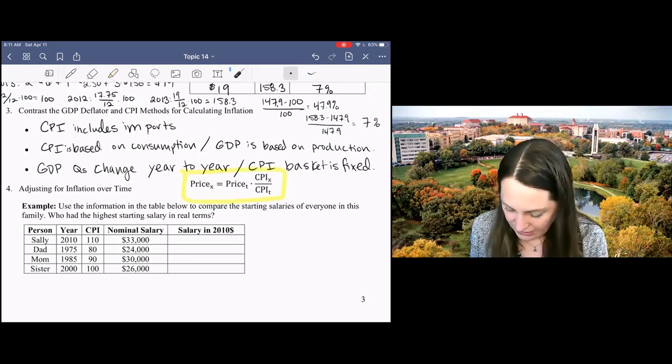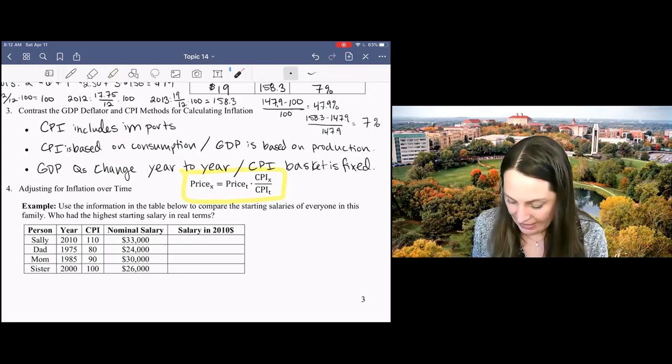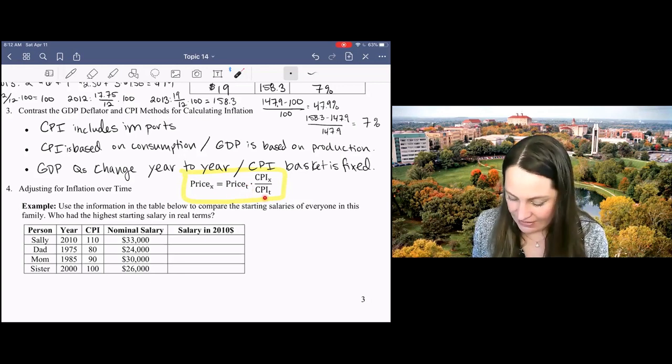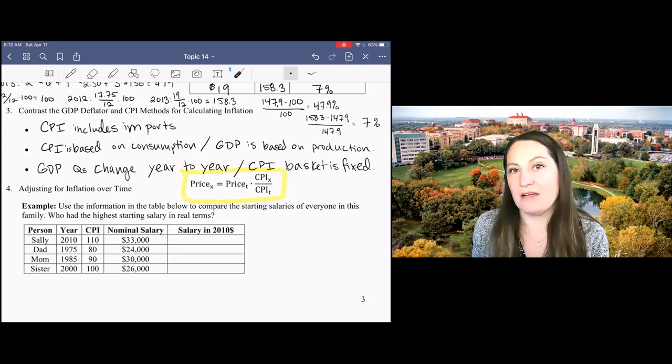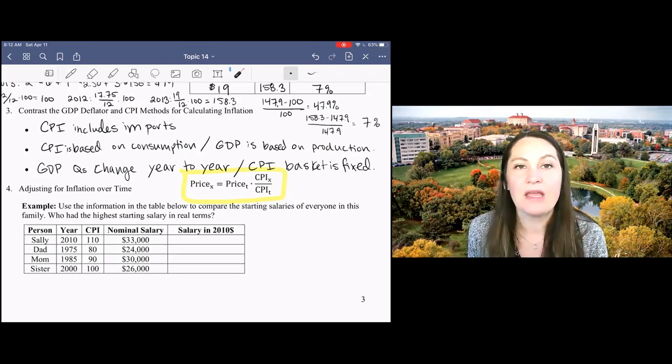If I want the price in year X and I have the price in year T, what I need to do is divide by CPI in year T and multiply by CPI in year X. But I don't necessarily use this formula because I think the X's and T's can be a little bit confusing. Just remember, divide by the year you have, multiply by the year you want.